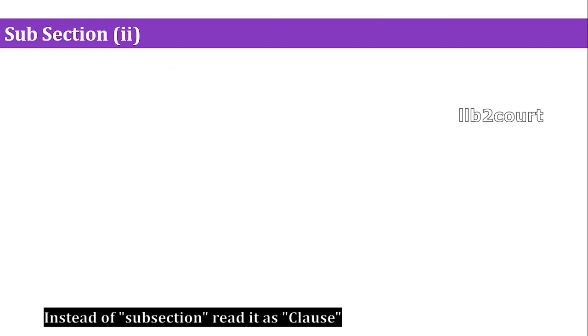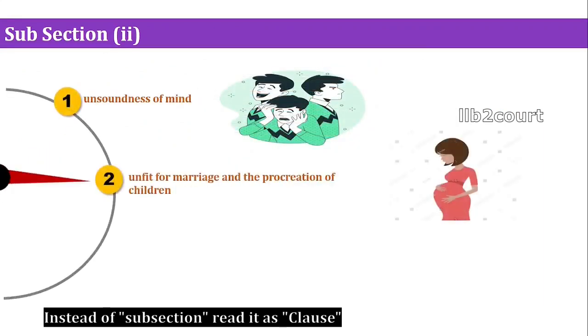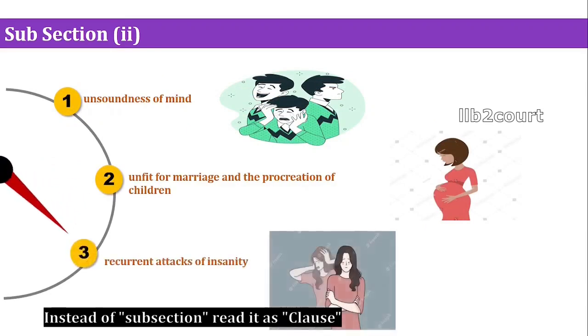So when a person cannot give consent due to unsoundness of mind, or even if he is capable of giving consent but unfit for marriage and the procreation of children, or if he undergoes any recurrent attacks of insanity, the marriage is said to be voidable according to section 12(1)(b). So if any person is getting married with any of these conditions, at the option of the party, he can make the marriage either valid or void according to section 12(1)(b).